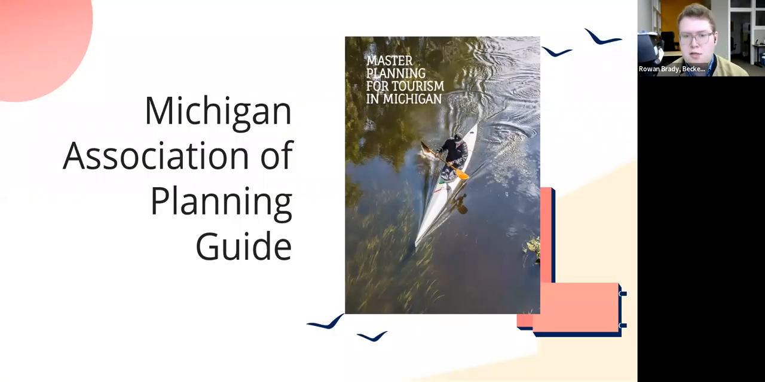In 2020, the Michigan Association of Planning, which is the statewide body for all planners, published this guide titled Master Planning for Tourism, which highlights why communities should be planning for tourism, introduces the concept of sustainable tourism, provides case studies on communities that have been proactive in planning for tourism, and outlines some steps that communities can take during the planning process to ensure that they are adequately thinking about the intersection between the tourism industry and local communities. We're going to cover some of the content in the guide today, and it is available online at planningmi.org.